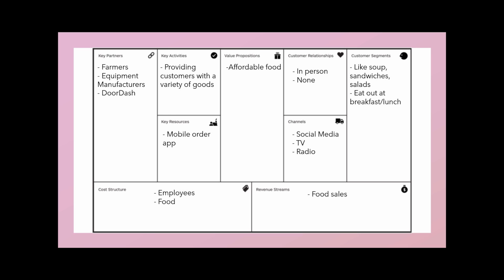For a value proposition, it would be providing food at an affordable price. The cost structure, remember you're going to put in anything that incurs costs, so employees, food, anything else like that. The revenue would be sales on food. The key resources would be their mobile app to make orders. The customer relationship would be in-person or no interaction. And finally, the channels would be social media, TV, radio, etc.